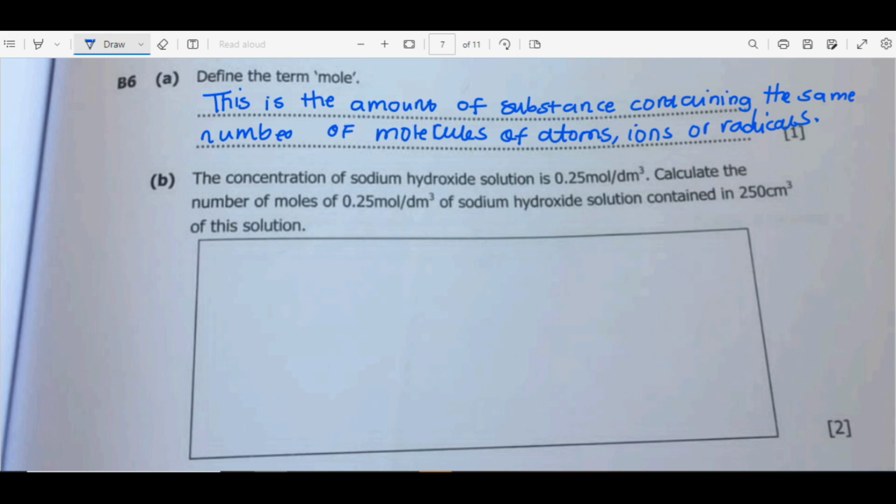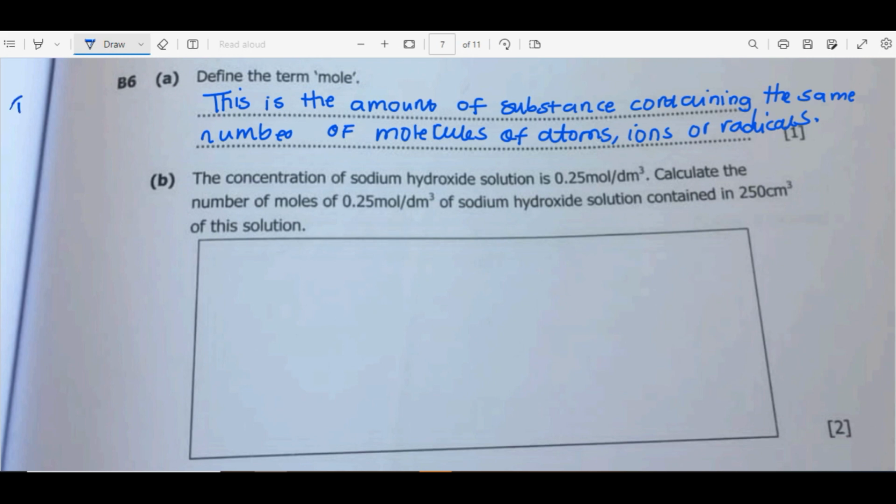Now there are so many formulae that we can use to find the mole, but what determines the actual formula that we can use is the data that we have. For example, we are dealing with a question where we are given the concentration. So the question is, how can we find the number of moles given the concentration and the volume? Let's look at some formulae that we can use.